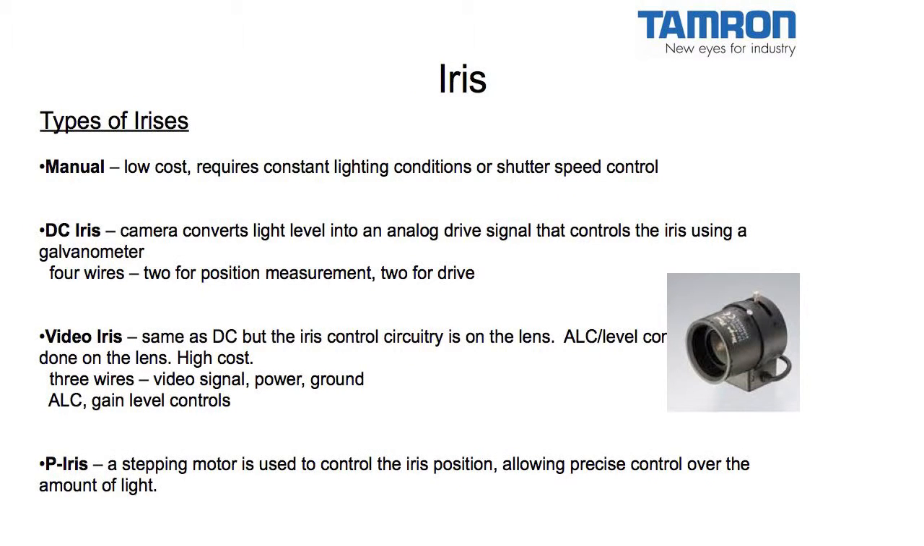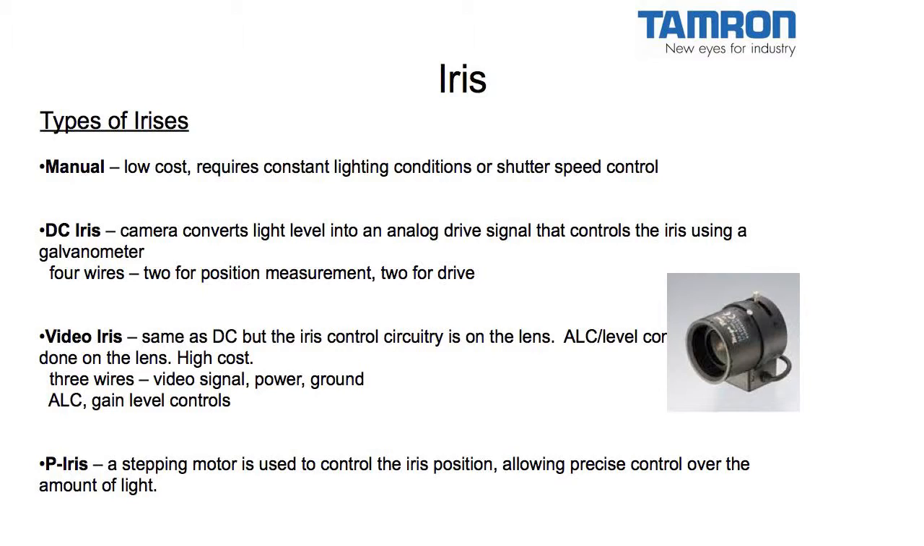There are four main types of irises. Manual irises must be opened and closed manually by the user and cannot be controlled remotely. This type of iris is only suitable in unchanging lighting conditions or for cameras that have shutter speed control that can compensate for changes in the lighting conditions.